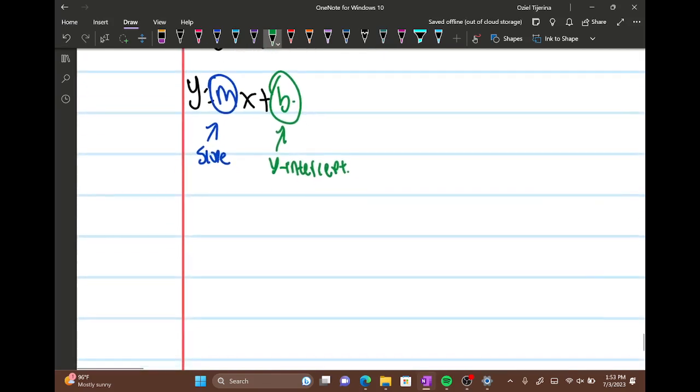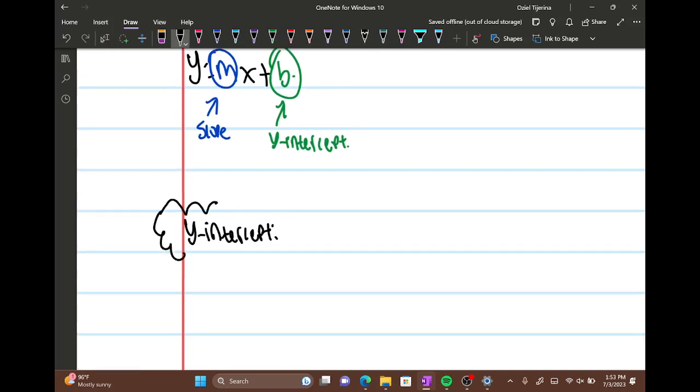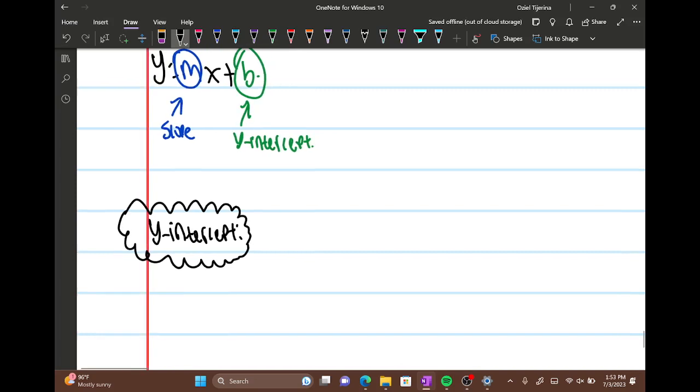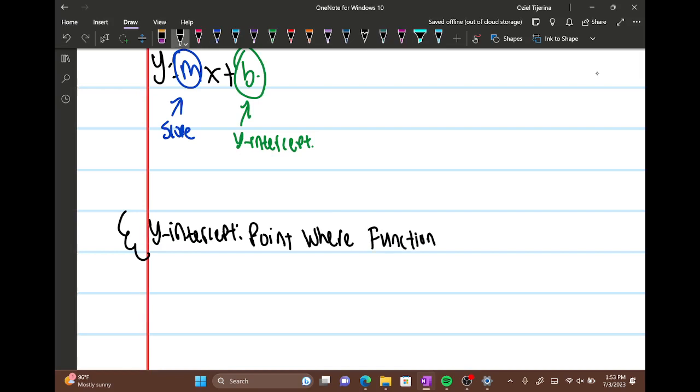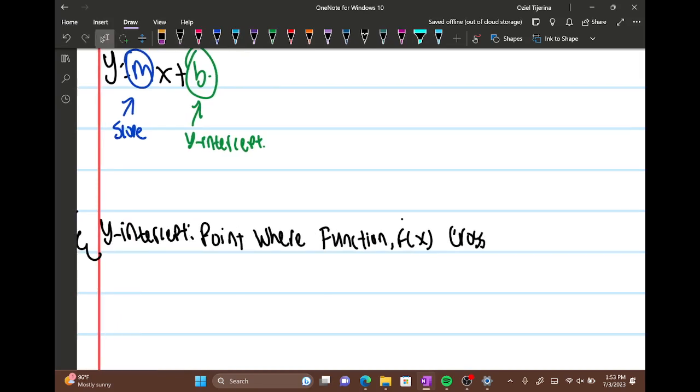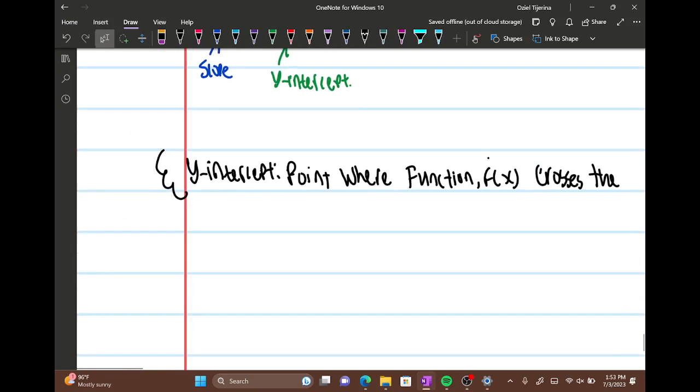So the y-intercept, this is yet another type of vocabulary, right? We define this as the point where the function, in other words f of x, crosses the y-axis.